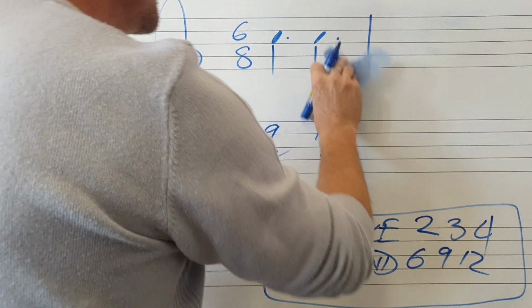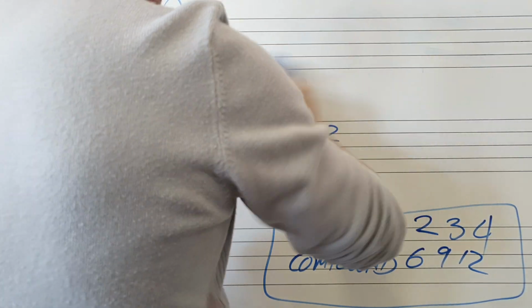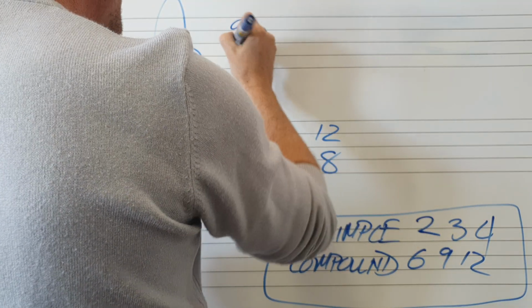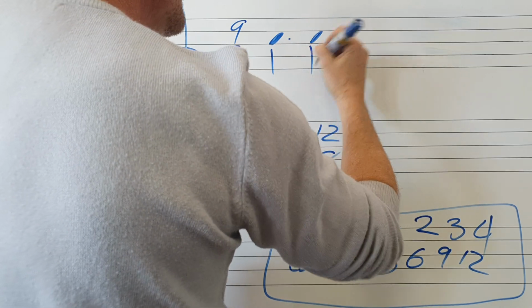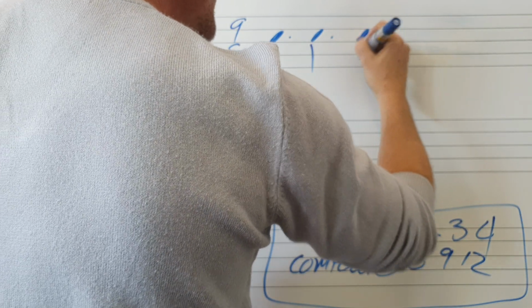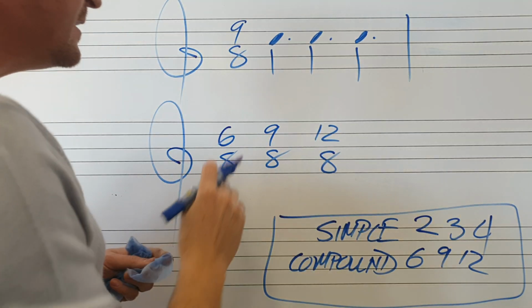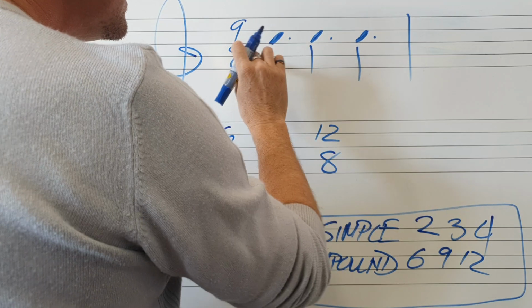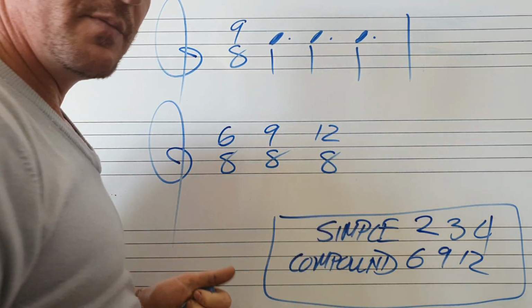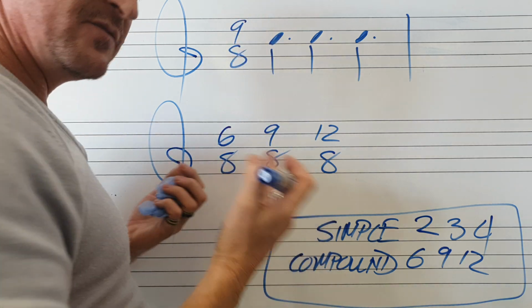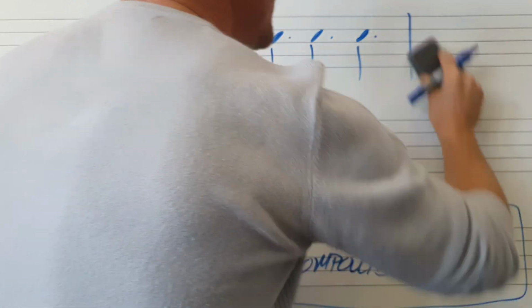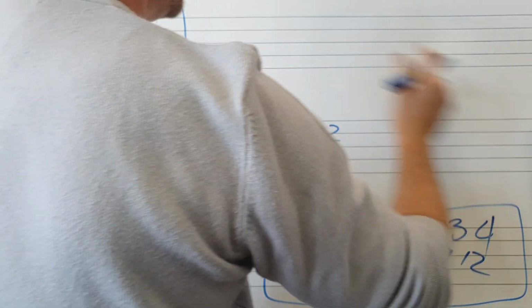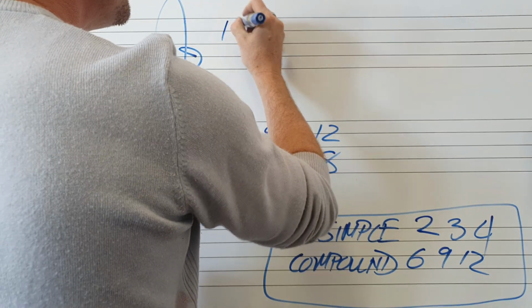Right, let's do 9/8. So 9/8, which means 9 quavers, but grouped specifically in this way. 9 is compound. We have 3 groups. It's compound triple. Divide the 9 by 3 and you get the answer of 3. So it is triple.